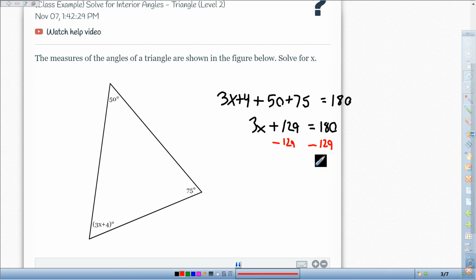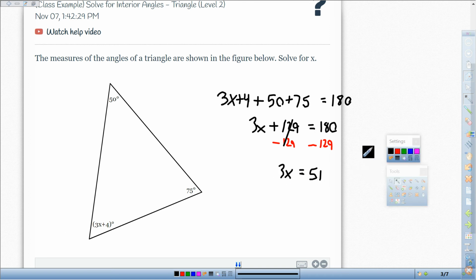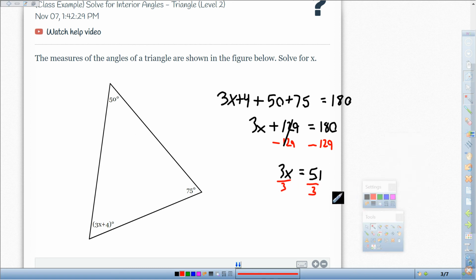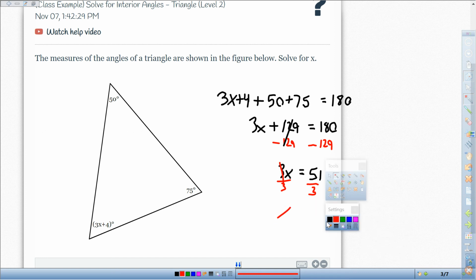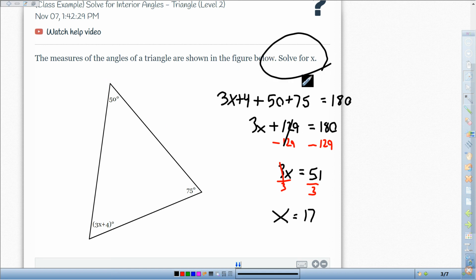It looks like we're getting 3x equals 51. Now we can get rid of the 3 by dividing, and it looks like it's going to go in evenly. We get x equals 17. I'm double checking that they asked me to solve for x, so I'm basically done on this problem. Also, on this one, I got a nice clean answer.